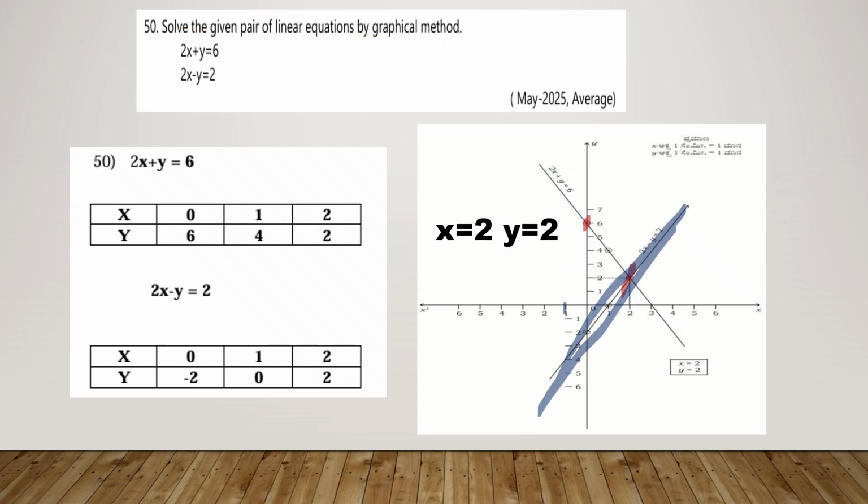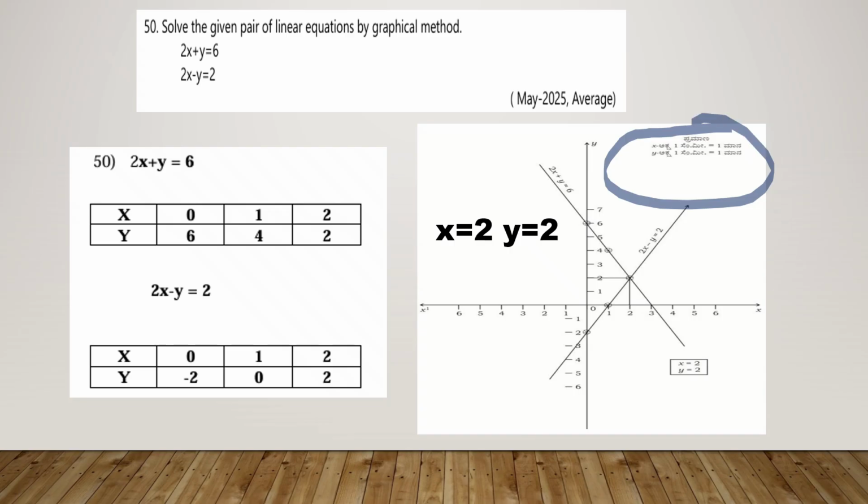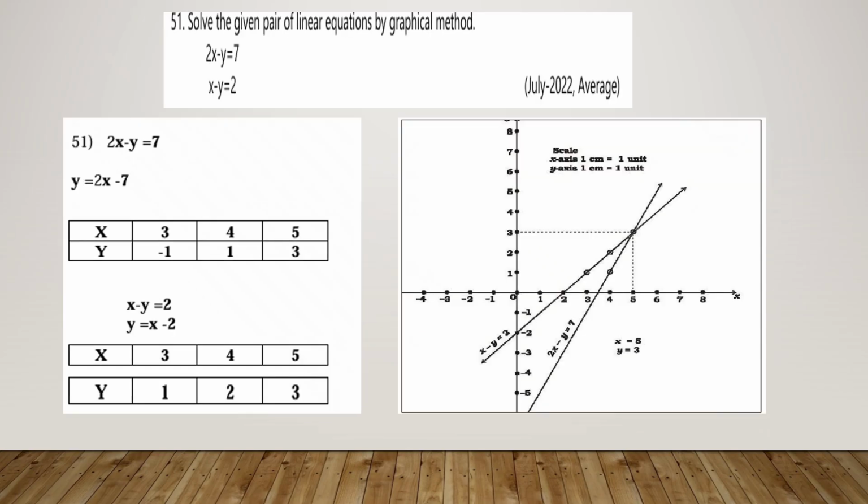Solve the given pair of linear equations by graphical method. So this method you have to follow. And also you can see here again, don't forget to write the scale. So it is given again 1 centimeter is equal to 1 unit only. So this is the last question of this LBS series of chapter 3, pair of linear equations in 2 variables. Let us solve the last problem.